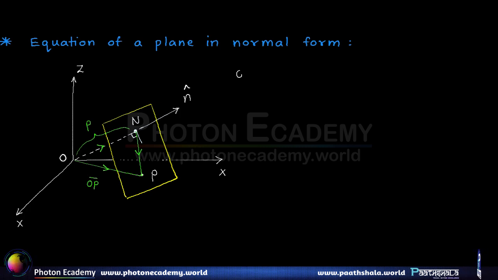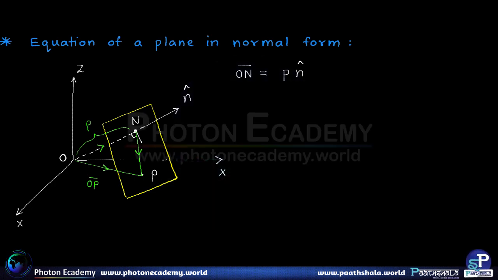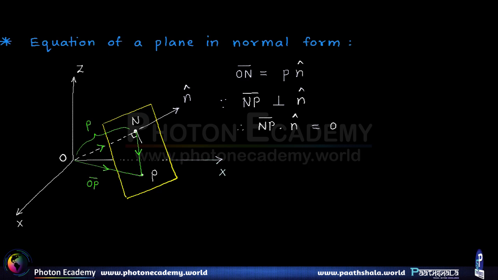Now as far as the vector ON bar is concerned, we can definitely write that as its magnitude, that is p, times n cap, because that's a unit vector in the direction of ON bar. So we have p n cap as nothing but ON bar. Now if you observe this particular vector n cap and the vector NP bar, they will be at right angles to each other, simply because the vector n cap is normal, that means it is perpendicular to the plane. So since NP bar is perpendicular to n cap, if I take their dot product, that must clearly be 0. Now this NP bar, isn't it OP bar minus ON bar? Yes, we know that is final minus initial, dot n cap is equal to 0.